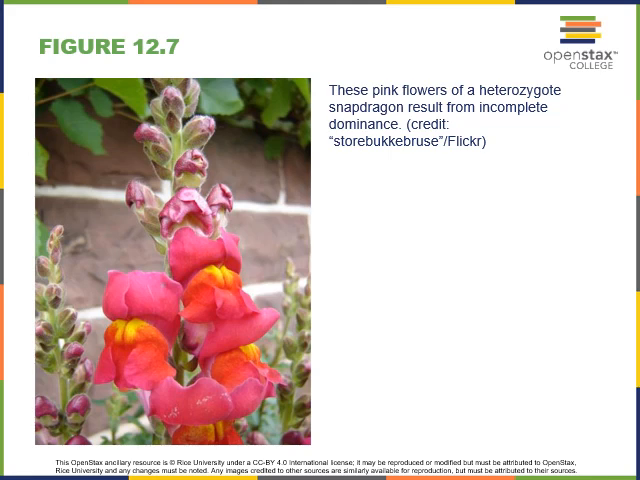Another form of inheritance that does not follow the law of dominance is called incomplete dominance, where the heterozygote expresses two contrasting alleles that blend together, producing an intermediate phenotype. The example shown here is the snapdragon plant, which has a white allele for flower color, a red allele for flower color, and a heterozygote that has both the white and the red alleles expresses a pink colored flower.